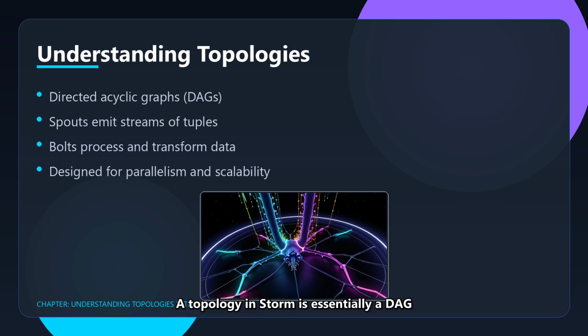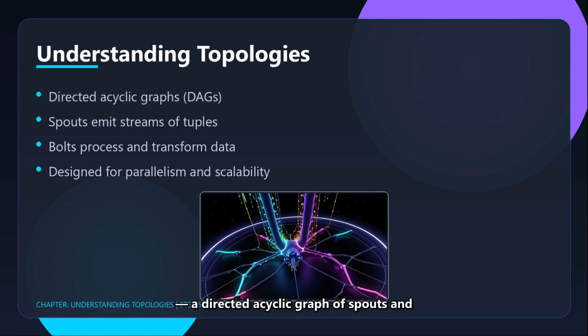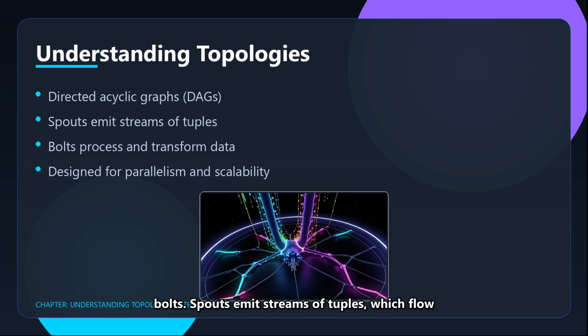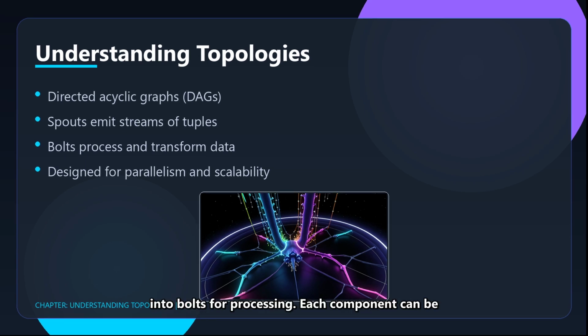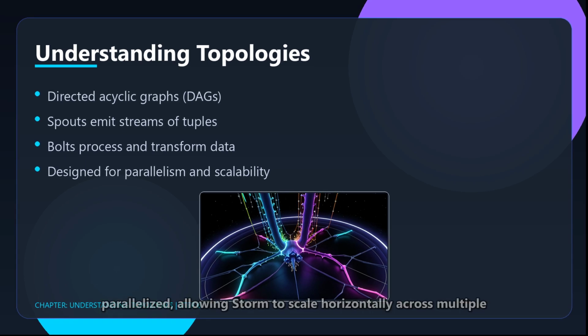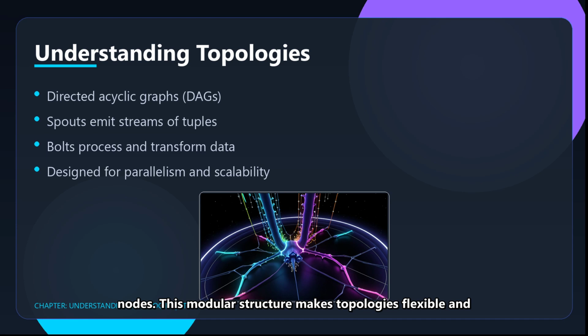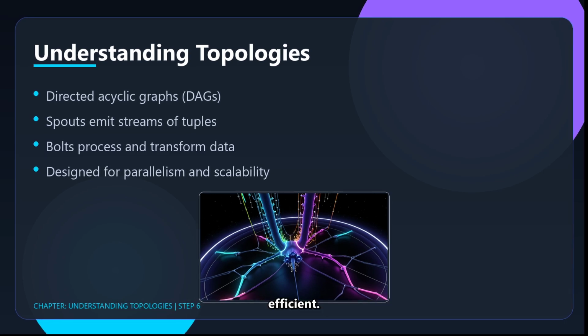A topology in Storm is essentially a DAG, a directed acyclic graph of spouts and bolts. Spouts emit streams of tuples, which flow into bolts for processing. Each component can be parallelized, allowing Storm to scale horizontally across multiple nodes. This modular structure makes topologies flexible and efficient.